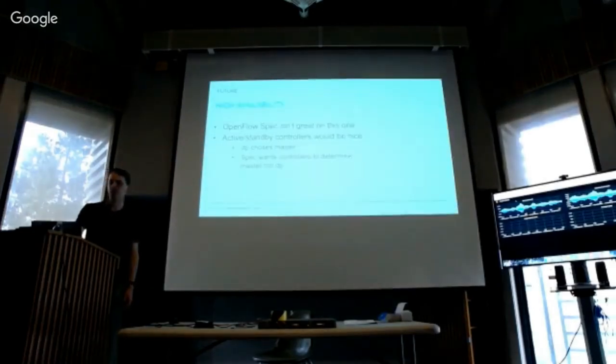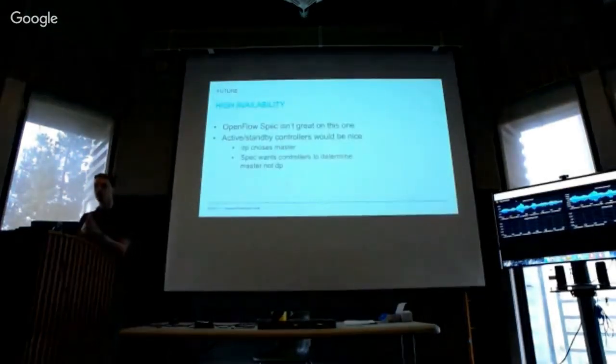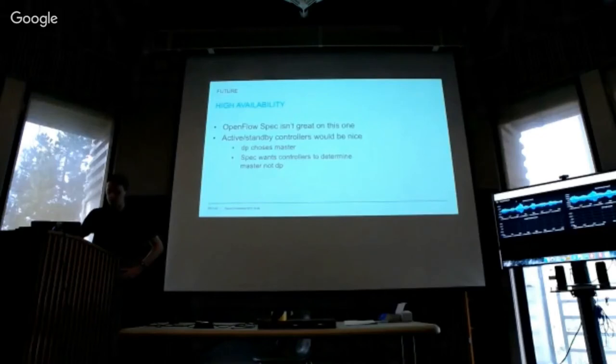And then some of the ideas for the future of things that we'd like to work on. As I mentioned before, the high availability, I believe you could make it work at the moment, but I believe it should be easier to make it work. So the ideal for me would be that the switch just talks to one of its controllers, and then when it can no longer talk to that one, it flips over and talks to the other one.